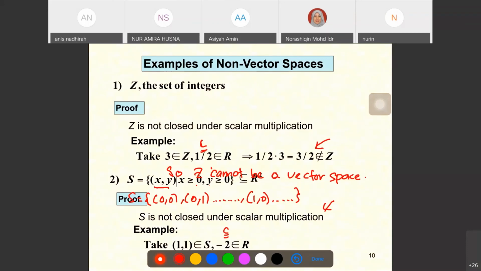Okay? And when I multiply this, I get negative 2, negative 2. So is negative 2, negative 2 in S? The answer is no. We don't have any negative number in S. Right? So we say that S is not closed under scalar multiplication. Okay? So time is up.